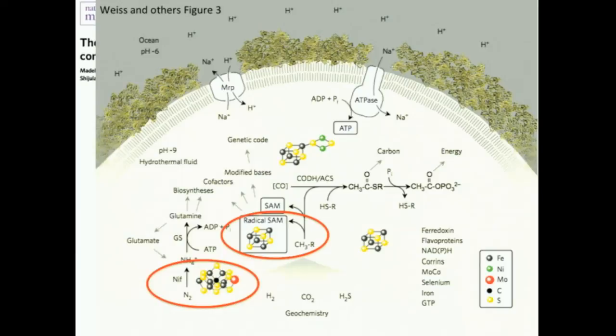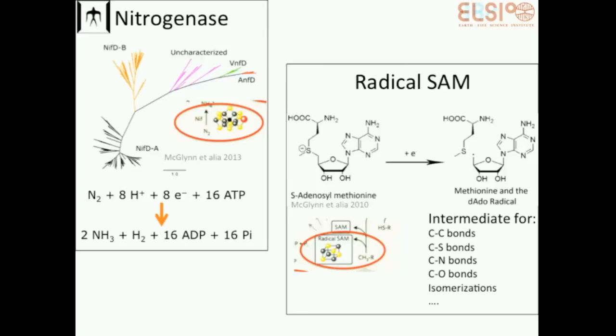What is a nitrogenase and what is a radical SAM protein? A nitrogenase is the only known biological catalyst that can take N2 from the atmosphere and turn it into ammonium. And so this is this vertical reaction on the left here where you take nitrogen gas plus six electrons. You spill off a couple of electrons onto hydrogen. The enzyme can't hold on to the electrons, and so you always make a little bit of hydrogen. You have to push the reaction forward with ATP.